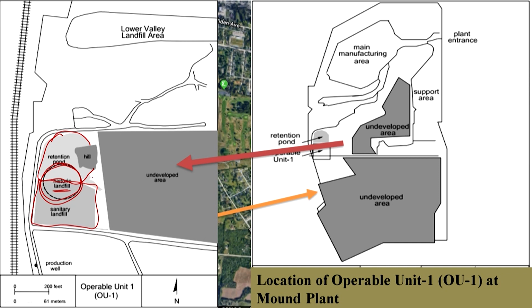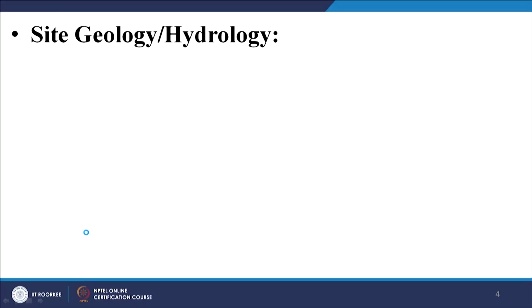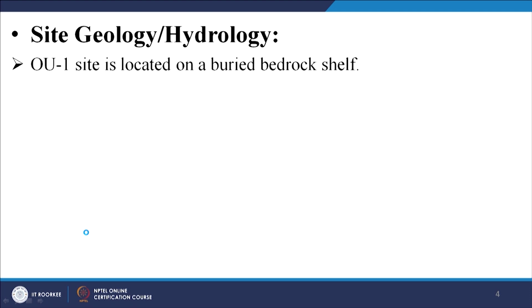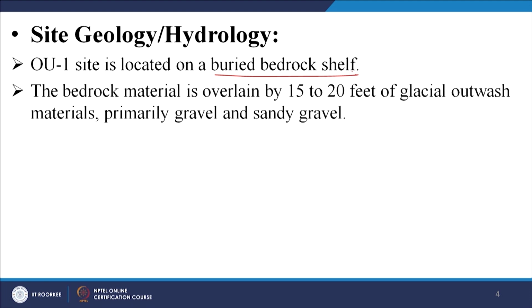So we are going to more or less look at this particular contaminated area, right. So let us look at the site characteristics and so on, right. It is located on a buried bedrock shelf, right. So that is something to keep in mind, okay, and it is overlain by 15 to 20 feet of glacial outwash, primarily gravel and sandy gravel.